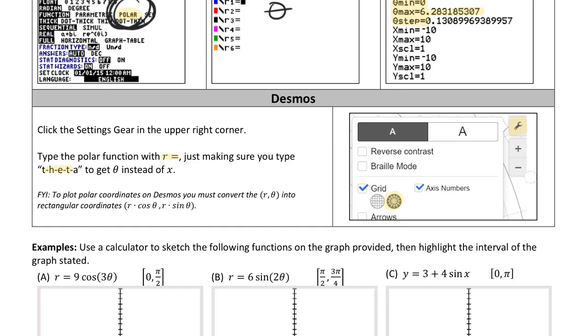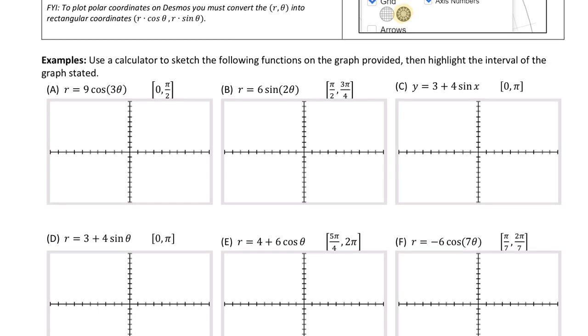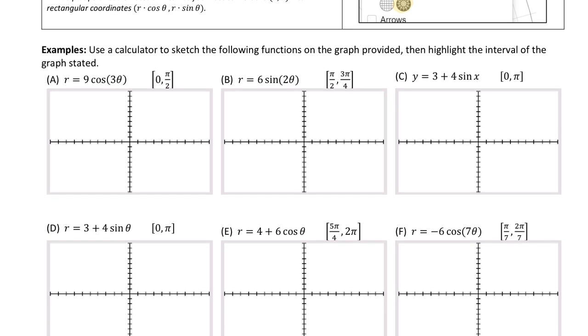I find it easier to actually do this on the calculator because I don't have to remember to put r or theta, it automatically does it on the calculator. But I know when you go home, if you don't have one of these, Desmos is what you use. So here's how you do it on Desmos. I'll do the first one with you and then you have the last of them. I want you to use the calculator to sketch what this function looks like. Then we're going to highlight the interval of the graph stated.